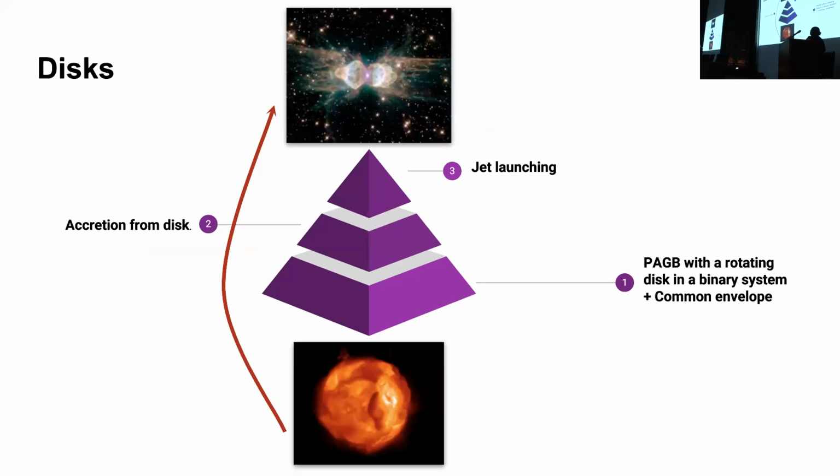We were talking about disks. Why are we interested in disks in post-AGB stars? Well, most of the AGB stars are kind of spherical. But when you look at most of the post-AGBs, they are not. So how do we go from there to there? Basically, it's a combination of ingredients. First of all, we have a post-AGB star with a rotating disk, generally a Keplerian disk. In a binary system, you have the presence of an accretion disk and jet launching. If you have those 3 ingredients, then you will be able to have this type of shape.